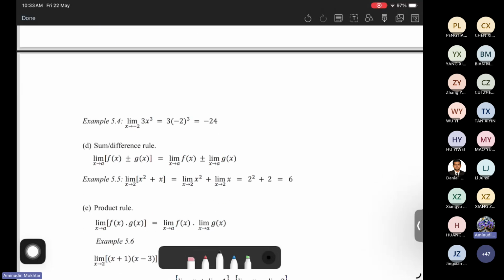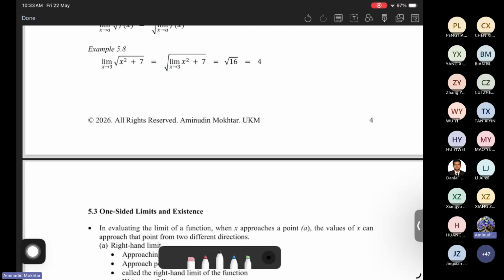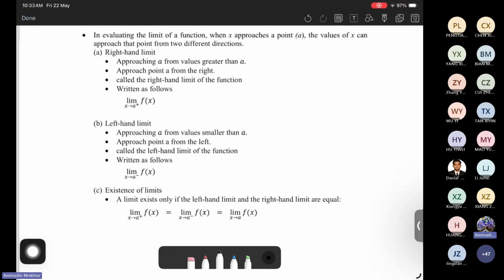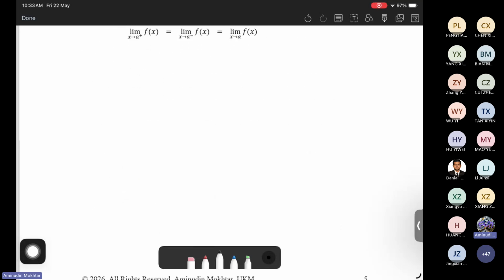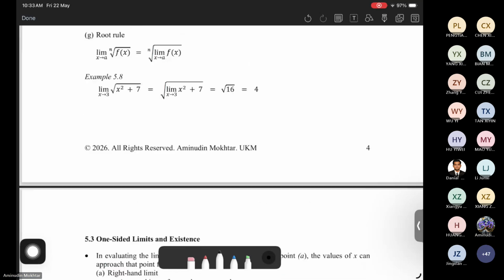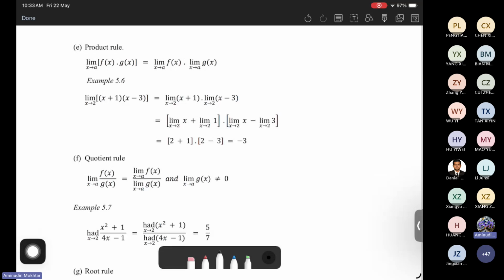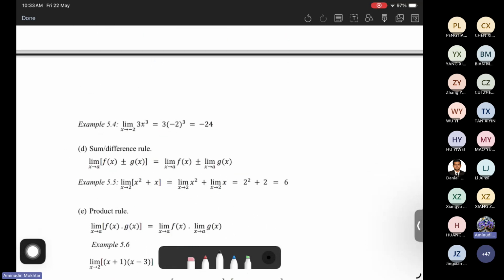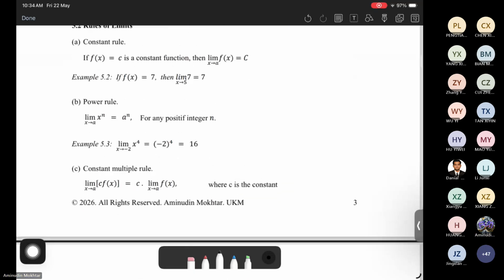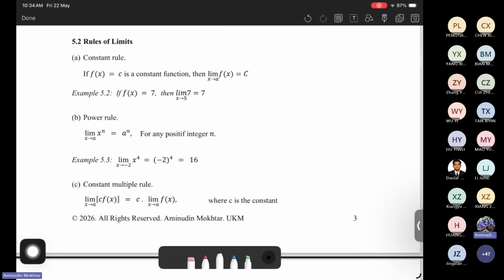So the next question is how to find the limit. If you refer to page 4 here, there are a few examples, but I will explain in general. I hope you can refer to page 3 and page 4, which have examples about the rule of the limit and the concept of the limit.